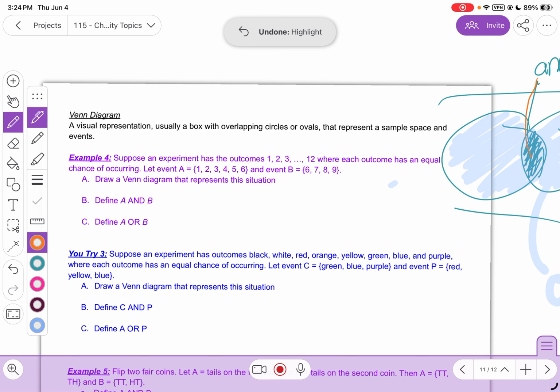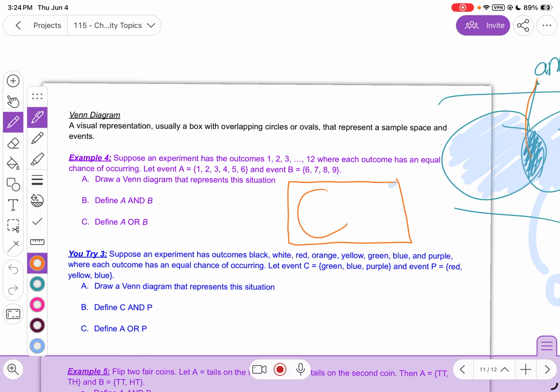So we're going to have a box with A and B. Anything that's both is in the middle, so that's 6. Just A goes in the A circle, but not the overlap. So 1, 2, 3, 4, 5. Anything that's just B goes in the B circle, but not the overlap.